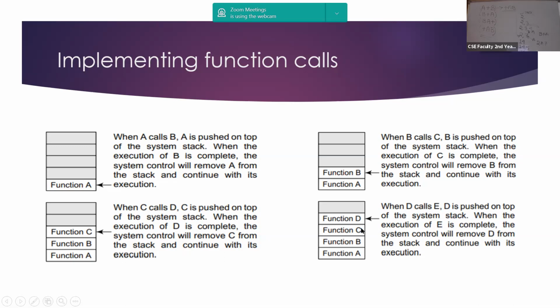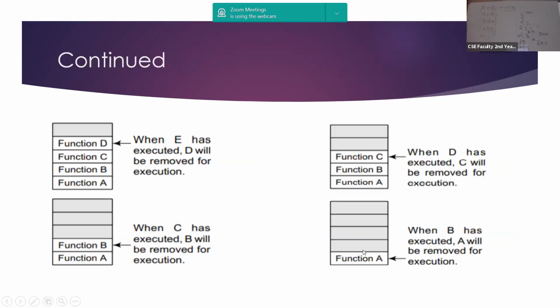And it will return the value to C. And D will be popped. Okay. Then with the value that D returned to C, C will complete its work. And C will return the value to B and C will also be popped. Now B received the value from C. So B will complete its work and return the value to A and B will also be popped. And finally A will take the value from B, A will complete its work and A will be popped.